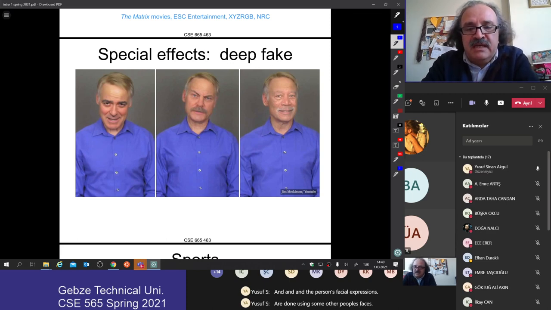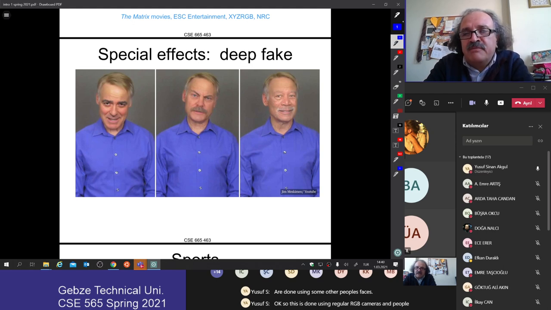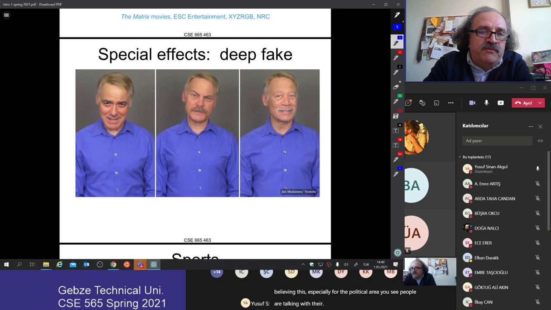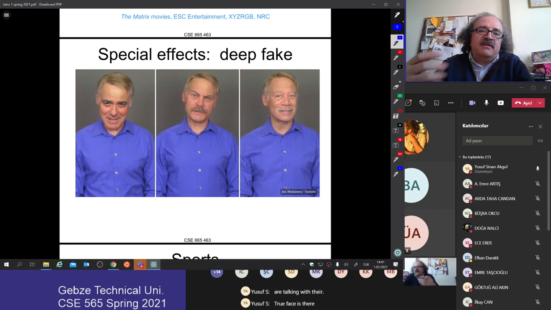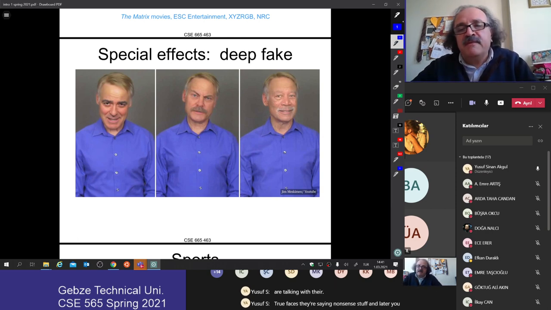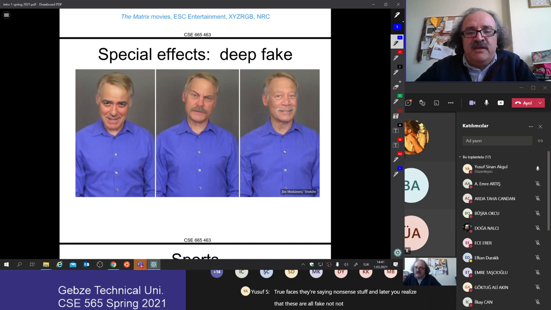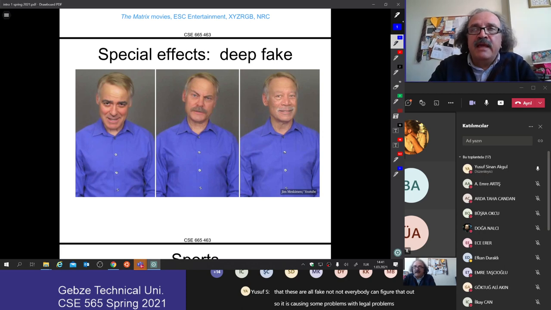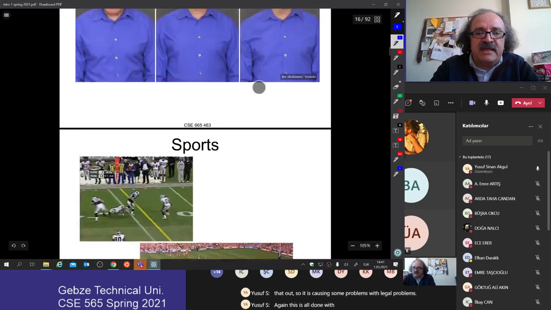Okay, so this is done using regular RGB cameras, and people have criticized this technology a lot because many people believe it, especially in the political area. You see people talking with their true faces, saying nonsense, and later you realize that these are all fake. Not everybody can figure that out, so it is causing some ethical problems. Again, this is all done with computer vision techniques.